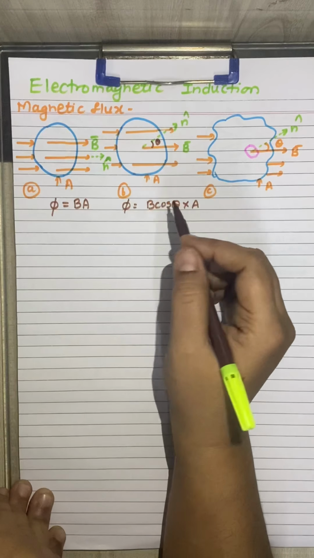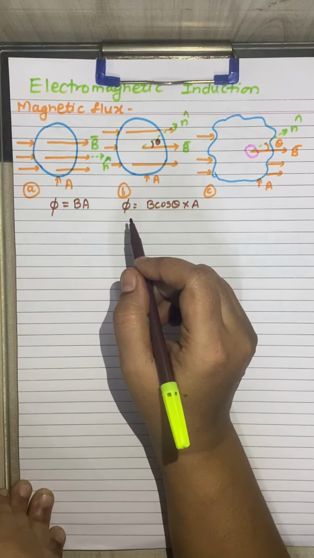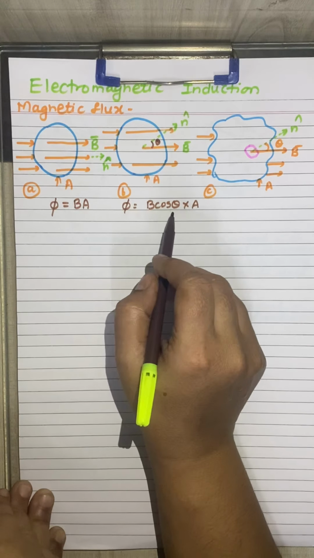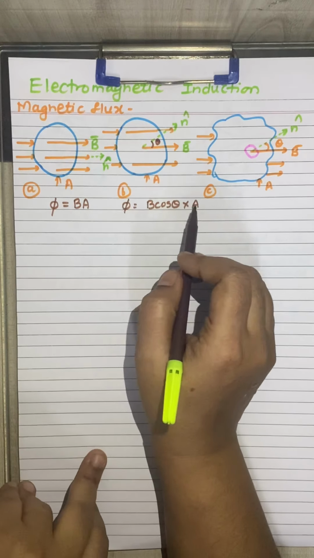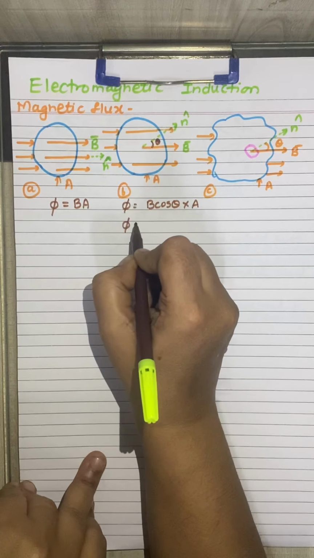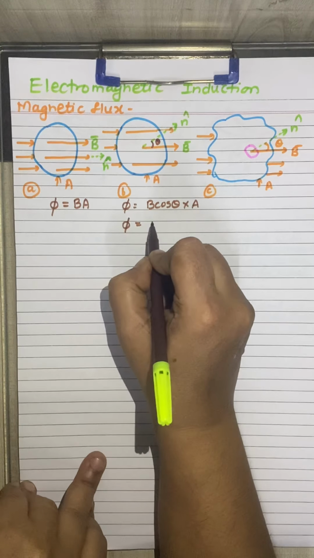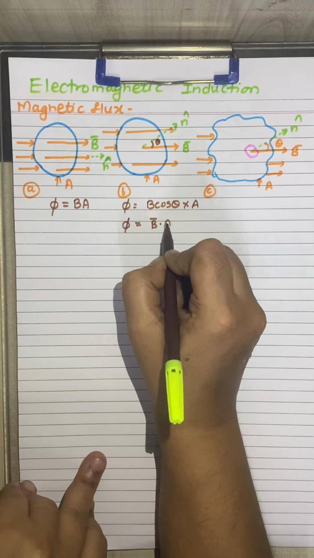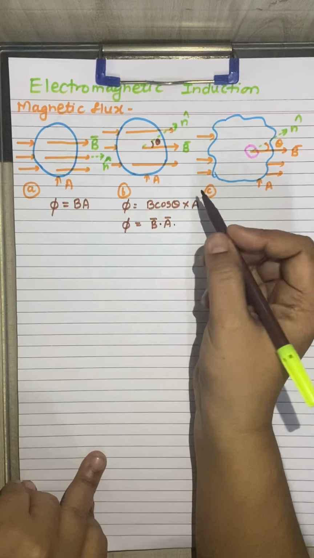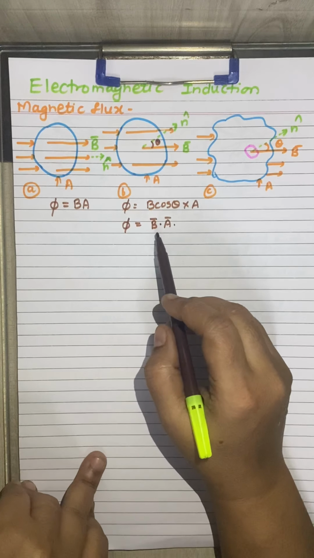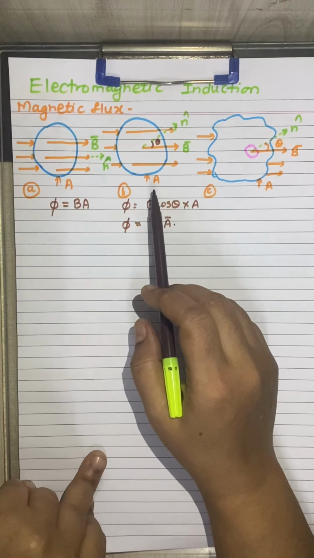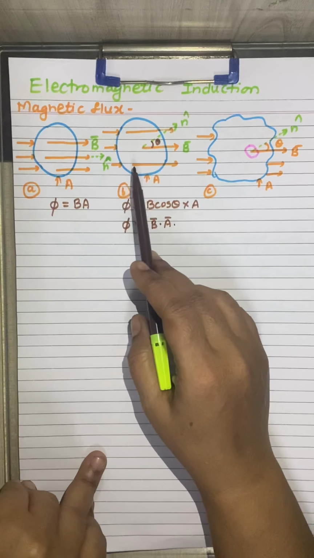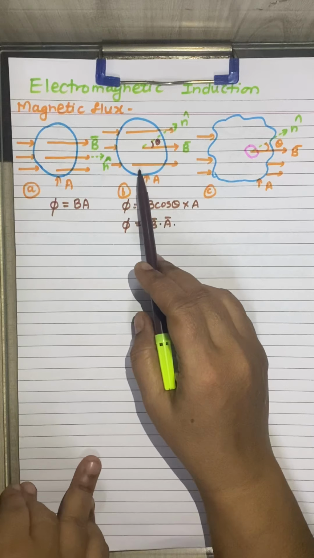Okay, so the component of the field normal to this area is B cos theta, multiplied by the area, that is B cos theta into A. As it is B cos theta into A, we can write this in terms of the scalar product, that is vector B dot vector A. Here the direction of the area vector A is the direction of the outward drawn normal to the surface. So we have considered this concept of the area vector while studying the electric flux, isn't it?